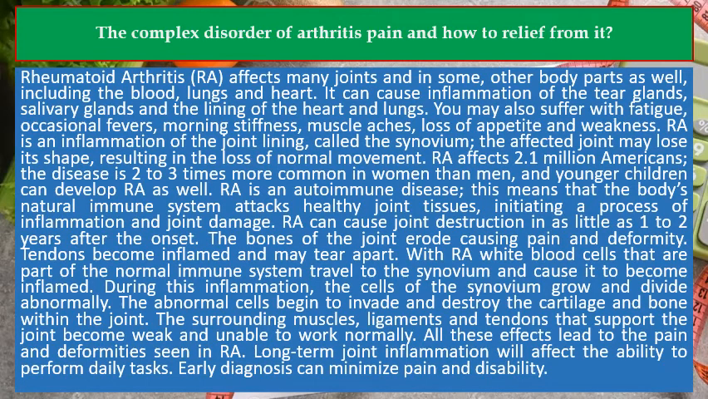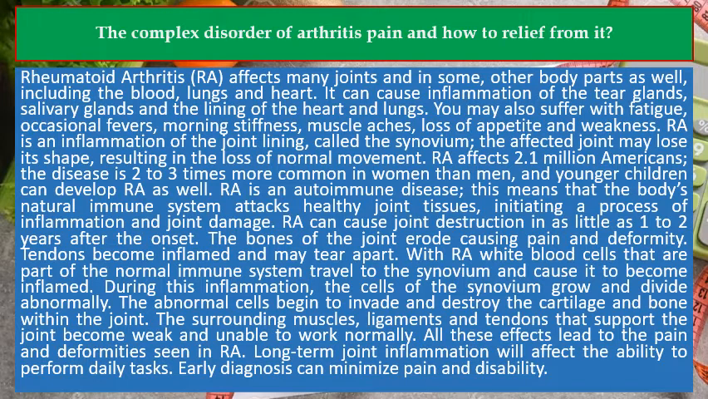Rheumatoid arthritis, RA, affects many joints and some other body parts as well, including the blood, lungs and heart. It can cause inflammation of the tear glands, salivary glands and the lining of the heart and lungs. You may also suffer with fatigue, occasional fevers, morning stiffness, muscle aches, loss of appetite and weakness. RA is an inflammation of the joint lining, called the synovium. The affected joint may lose its shape, resulting in the loss of normal movement.